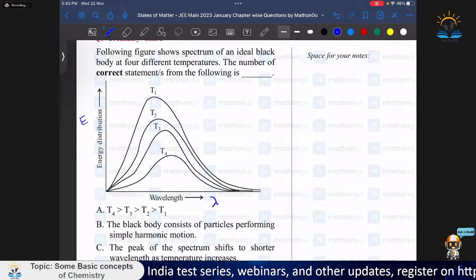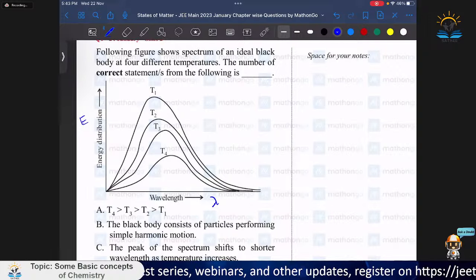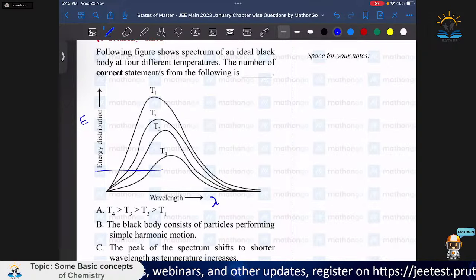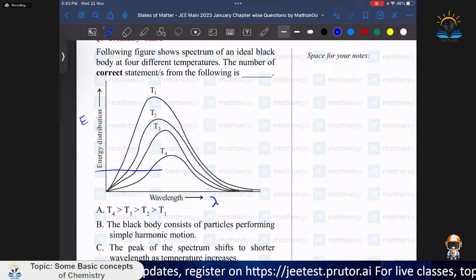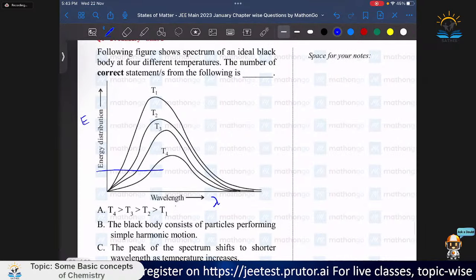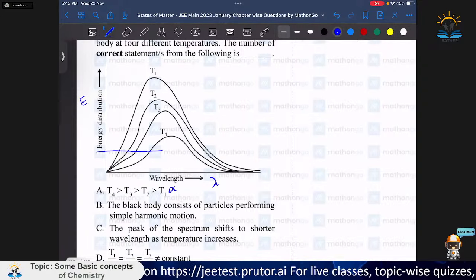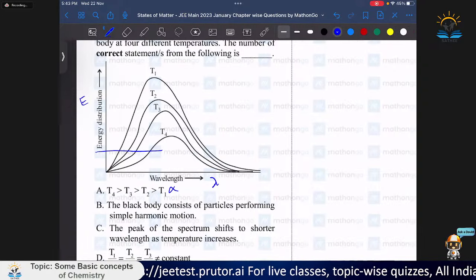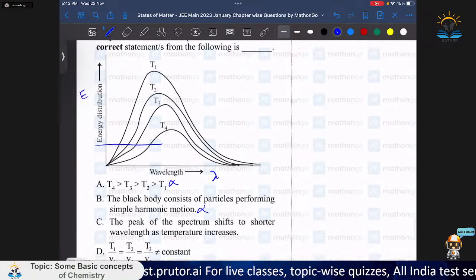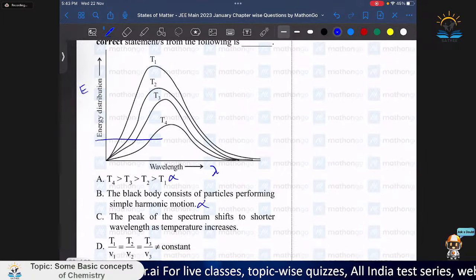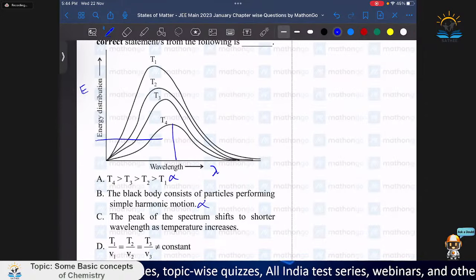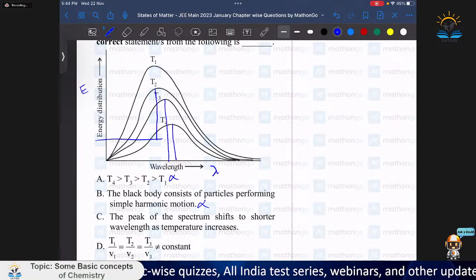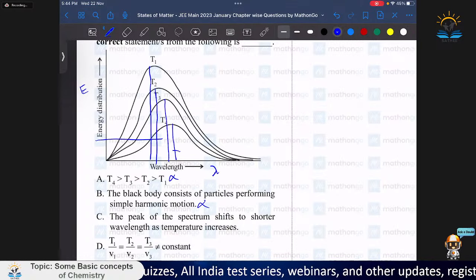T4, T3, T2, T1. They have said that the fourth temperature is the highest, because if we take the same energy distribution, the wavelength emitted from the fourth one is the highest, and if wavelength is the highest, then the energy is lowest. So this is the wrong statement. Next, the black body consists of particles performing simple harmonic motion. I don't think so, this is also incorrect. The peak of the spectrum shifts to a shorter wavelength as temperature increases. Yes, we can see the peak shifting to a shorter wavelength as temperature increases.